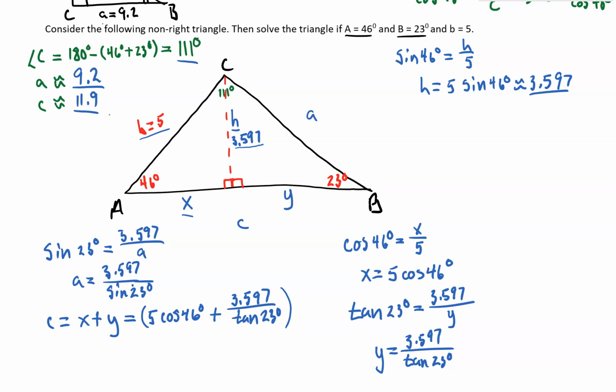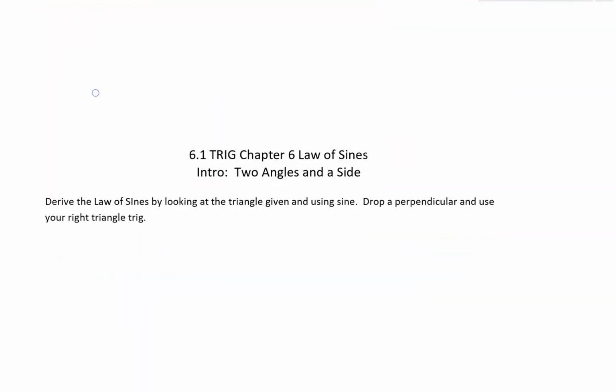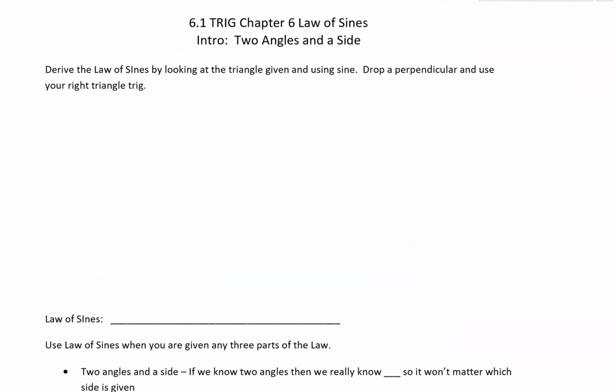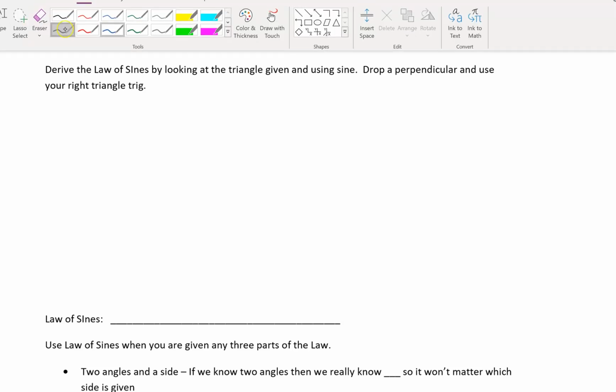That was the goal that we had in mind when we did this. Hopefully this makes sense. Remember, draw a picture, break things up accordingly. That's the key. Okay, so now what we're going to do is derive the law of sines for the right triangle. That's our goal here in this particular problem.